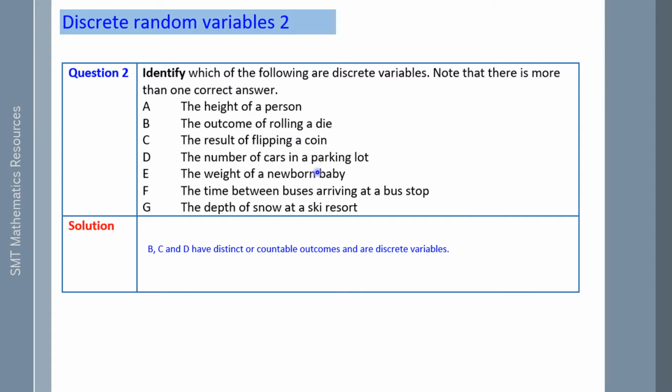The weight of a newborn baby is continuous. The time between buses arriving at a bus stop is continuous. The depth of snow at a ski resort is continuous. So B, C, and D have distinct or countable outcomes and are discrete variables.